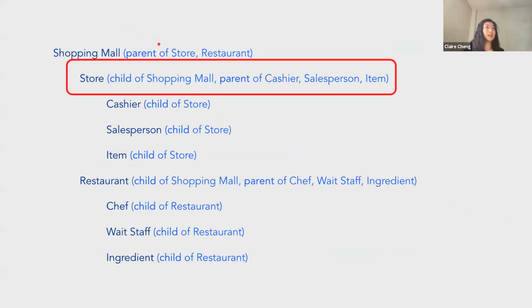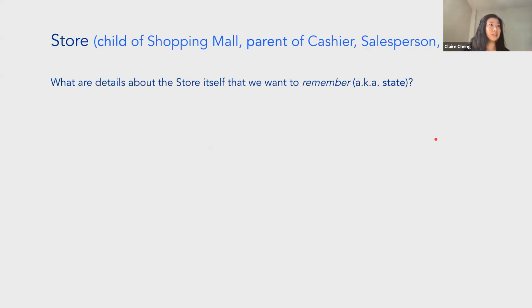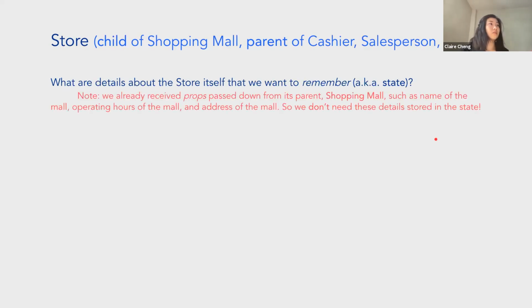So now we finished looking at shopping mall. Let's go over another quick example for store. Shopping mall didn't have any parents, it only had children. Now store has a parent, which is shopping mall, and it also has children. So let's look at what we want to store in the state. We already received props passed down from its parent shopping mall. Recall that these are the name of the mall, operating hours of the mall, and the address of the mall.